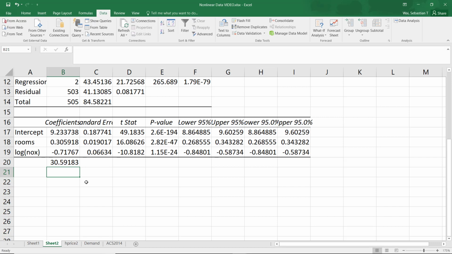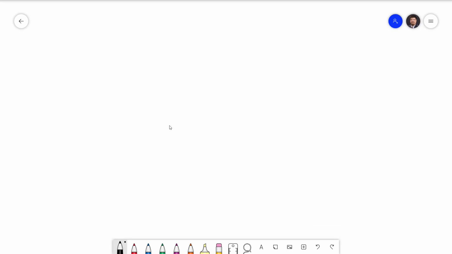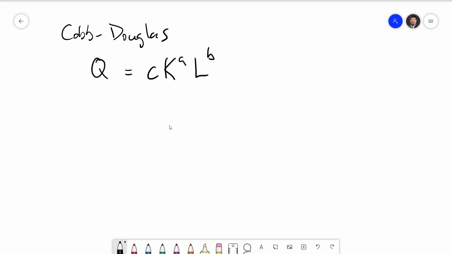We're now going to look at two different applications of natural logs to some concepts that we have talked about earlier in this course. Back when we learned about production and cost, we learned about the Cobb-Douglas production function. Cobb-Douglas production function, if you remember, looks like Q equals C K to the A L to the B. We previously did not have a C in there, but we're adding that now.